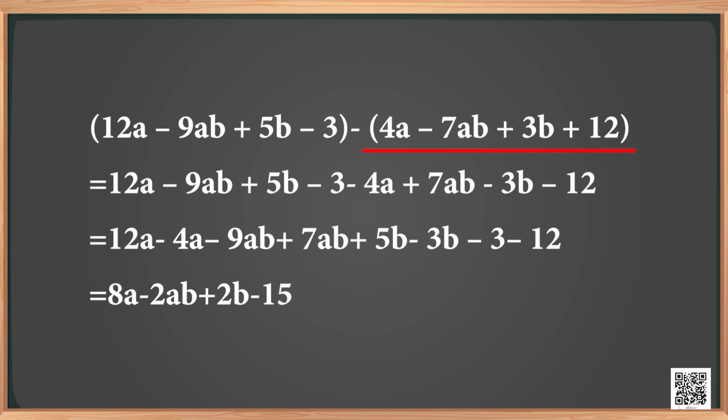We know that subtracting a number is nothing but adding its additive inverse. So, while subtracting an expression, we write the additive inverse symbol in front of each term of the second expression and then add them to the like terms of the first expression. If you do so, you will get the result 8a minus 2ab plus 2b minus 15. Did you observe that in both the methods we got the same result?